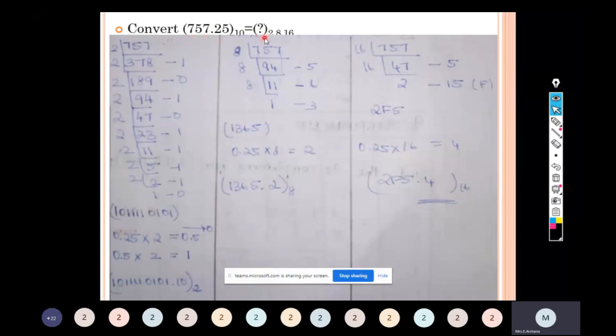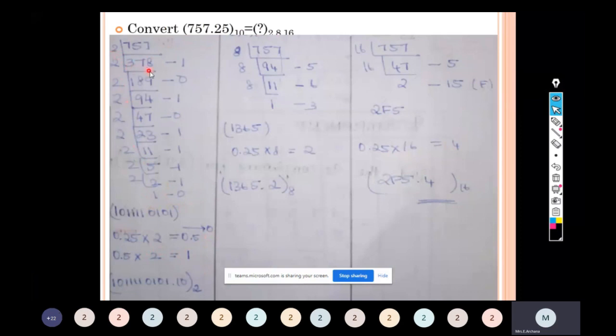757.25 to binary, octal and hexadecimal. Again, we have to split it into integer part as well as fractional part. For the integer part, we have to divide by 2 successively, and then we have to write it from bottom to top. For the fractional part, we have to multiply successively by the given base, and now we have to write the answer from top to bottom.